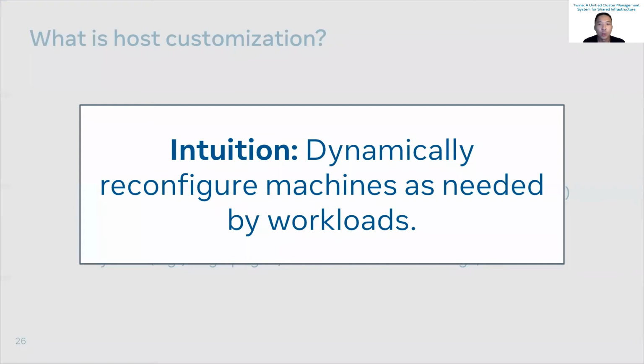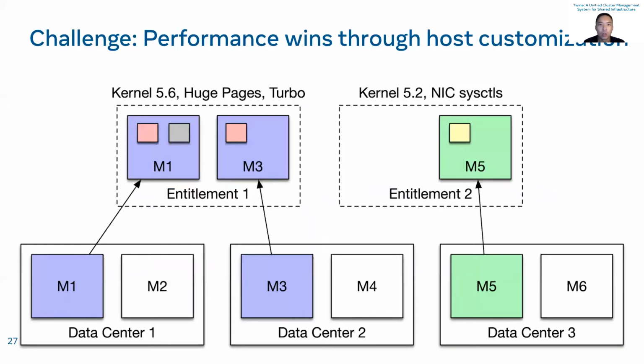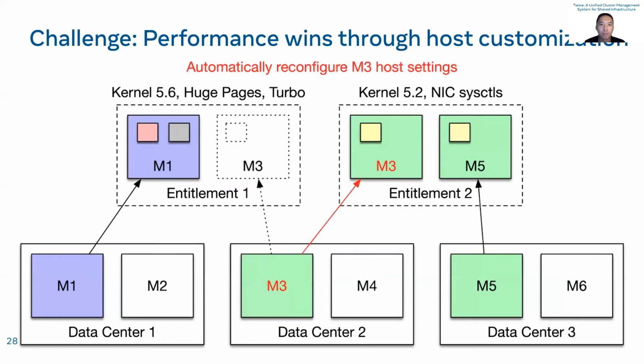To address this, we dynamically reconfigure machines as needed by workloads. To do this, Twine users can associate a host profile with their entitlements. In this example, entitlement 1 specifies a host profile that sets a specified kernel version, enables huge pages, and turbo. Entitlement 2 specifies a different kernel version and NIC settings. When we move machines between entitlements, we automatically reconfigure machines to have the appropriate host settings for that entitlement. This allows us to maximize the performance of the services running on these machines.